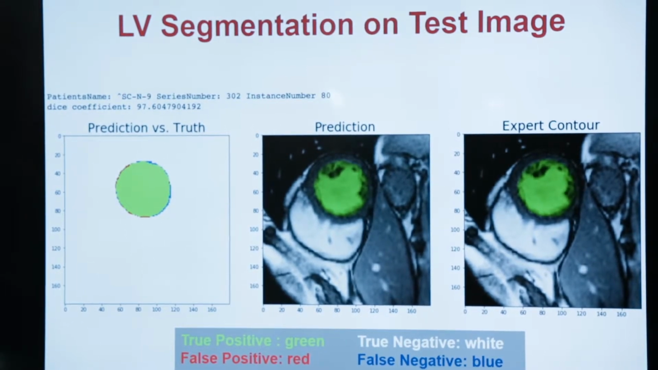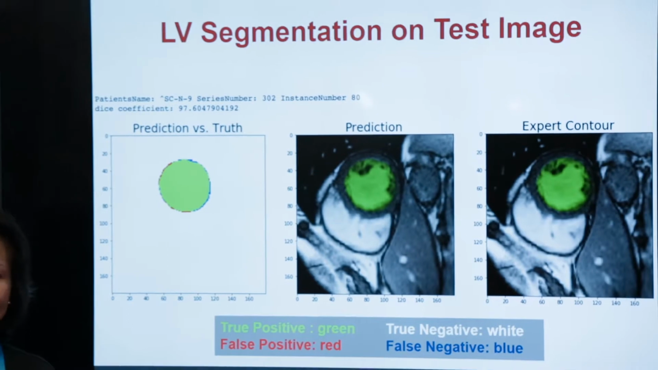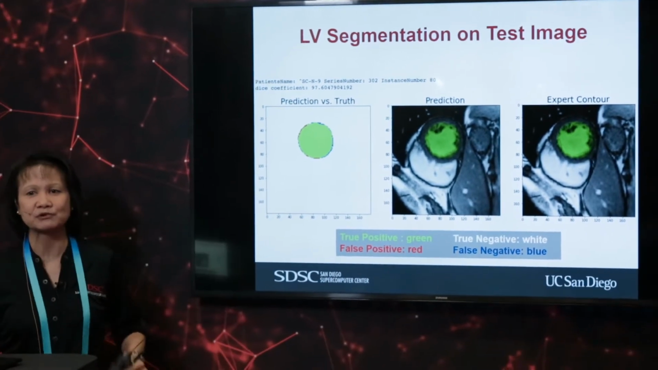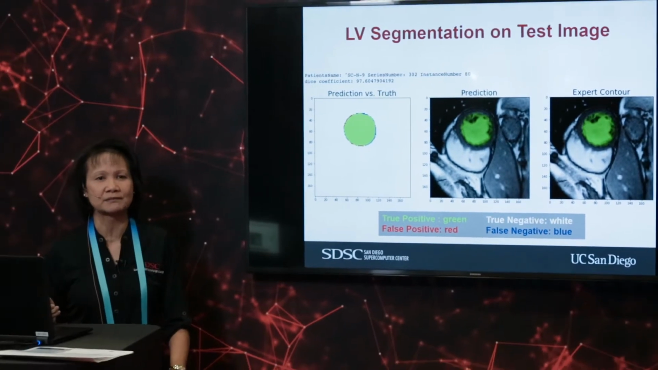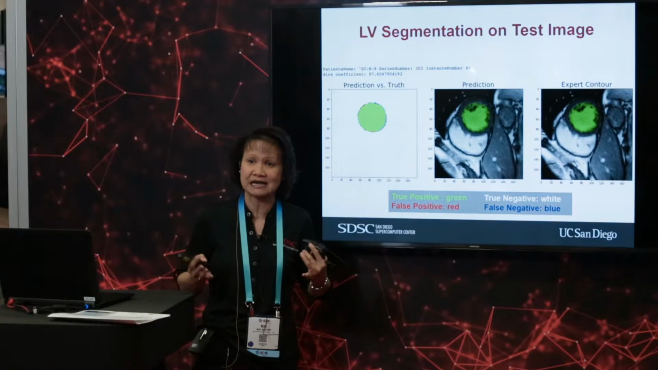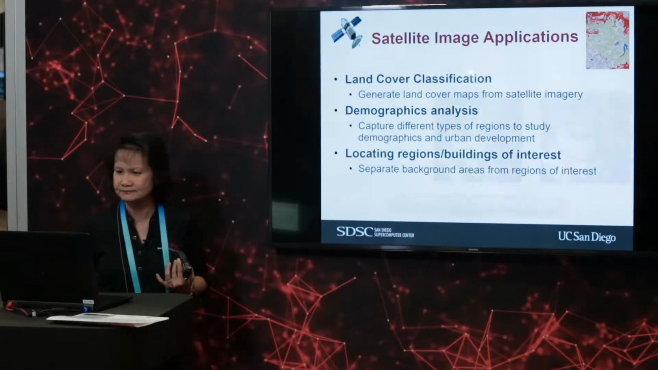LV segmentation is just an initial step. There are a lot of research avenues that we want to pursue here. For example, we want to incorporate the temporal component because we want to model heart dynamics, which is also important.